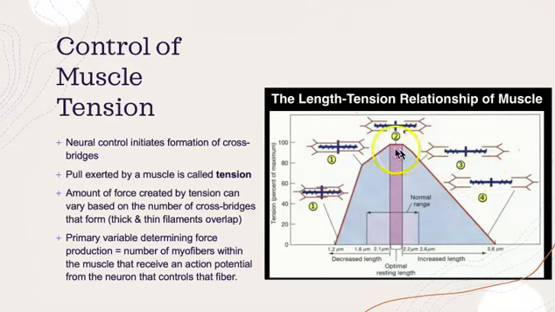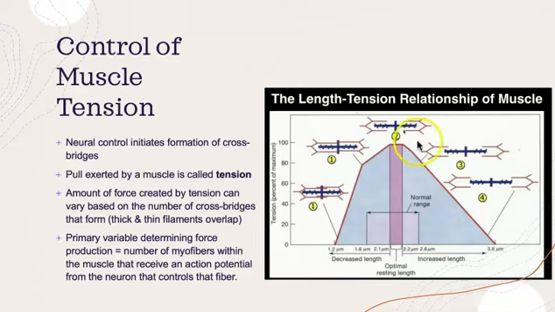Whereas when we have a sarcomere that's shortened, like you see over here, then our thin filaments begin to overlap with each other, and that reduces the amount of space we have for those cross bridges to take place, and less tension will be produced.